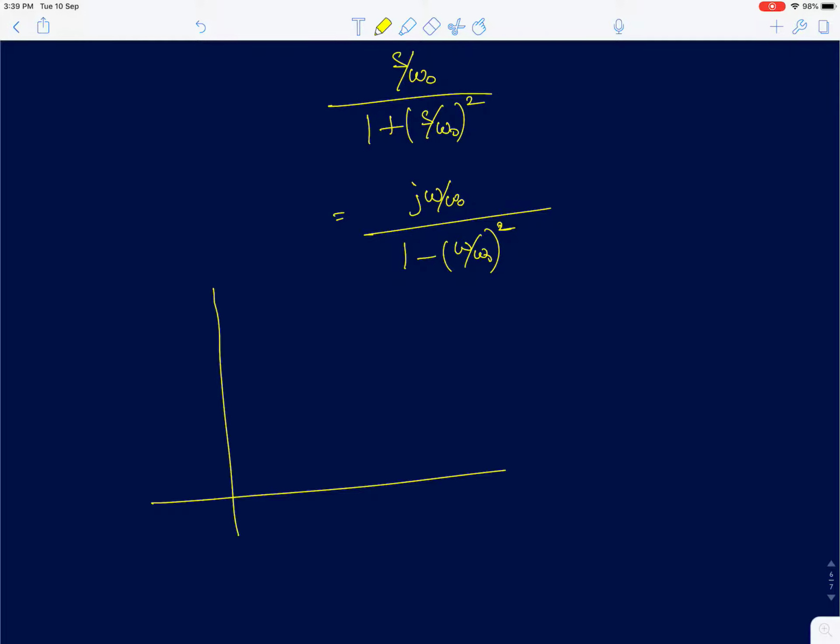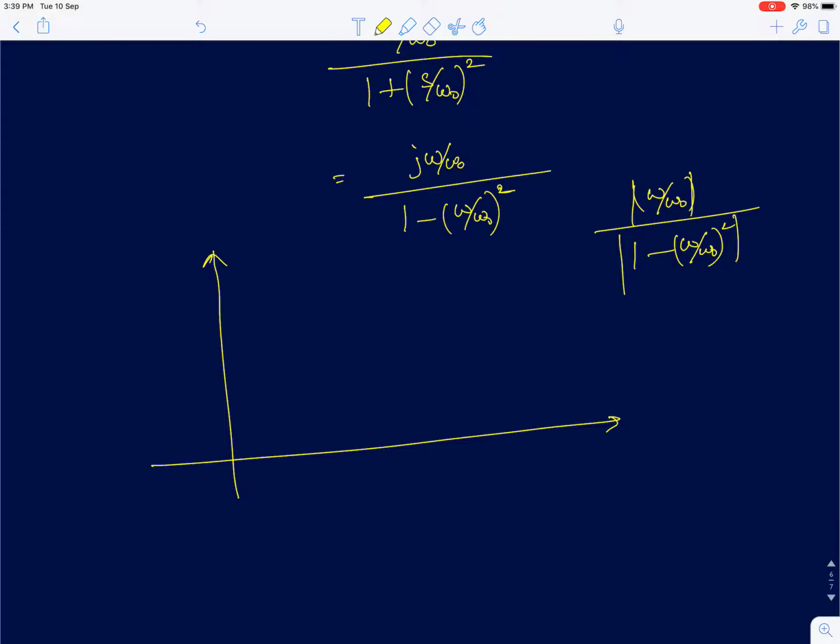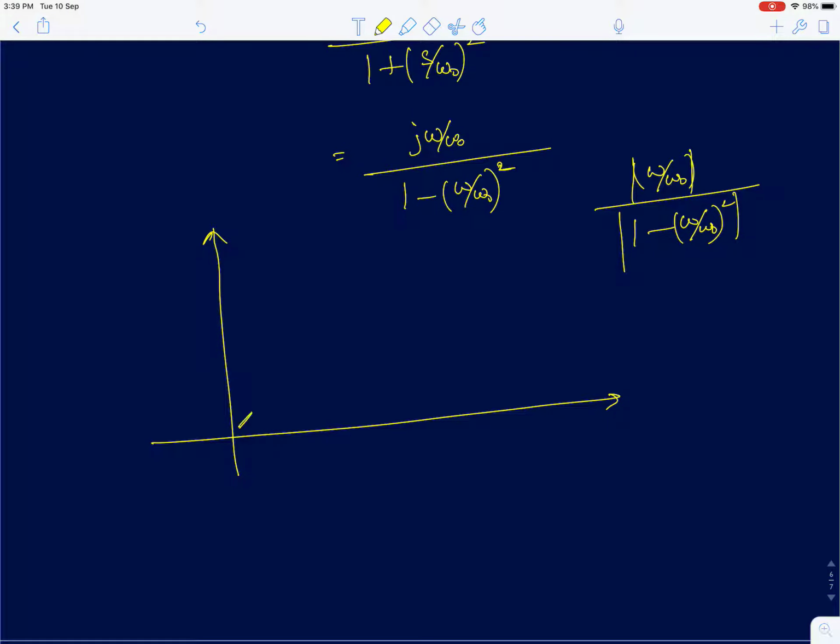Now we'll first plot the magnitude response. The magnitude response will simply be omega by omega naught, the j would go away, modulus of this, and 1 minus omega by omega naught the whole square, again modulus of this. For low frequencies, it's going to increase linearly with a slope of 20 decibels per decade, because it's like a simple system with 0 DC, or a differentiator. At the resonant frequency, omega equal to omega naught, it's going to reach infinity, and after that, as we discussed, it's going to roll off as a first order low pass system. So that will again have a minus 20 decibels per decade slope.